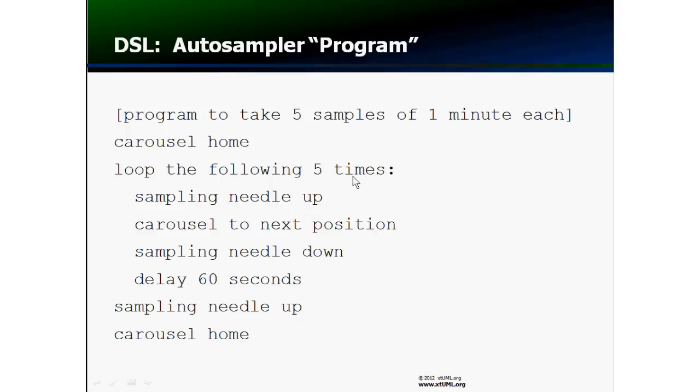So the first instruction would be to send the carousel to the home position, and then have a loop instruction that groups these next 4 instructions together and repeats them 5 times: sending the sampling needle up, moving the carousel to the next position, moving the sampling needle down, staying in that test tube for 60 seconds, repeat 5 times, and then at the end move the sampling needle back up and send the carousel back to the home position.